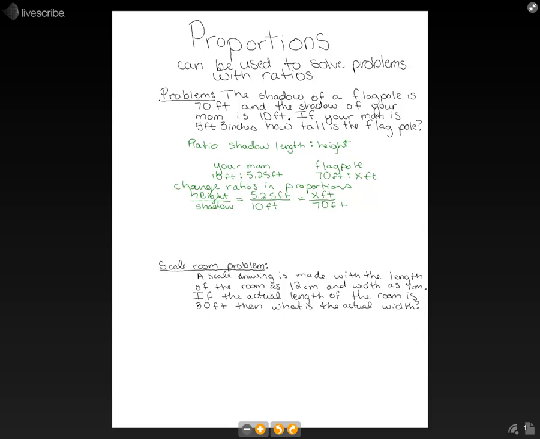So now we're going to use cross multiplication to solve this. When we cross multiply, we pretend like there's an x around our equal sign. So we get 5.25 times 70 equals 10 times x. If we have a multiplication sign in the middle there, we can follow the legs of the multiplication sign down and across. So we're going to multiply that way and multiply that way.